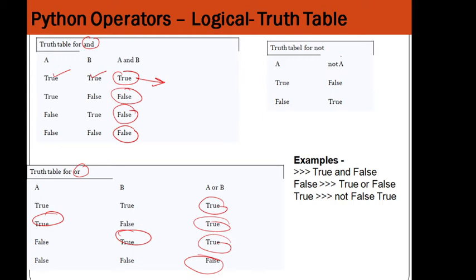If you look at this NOT, it is basically complementing. If it is true, it becomes false. If it is false, it becomes true.